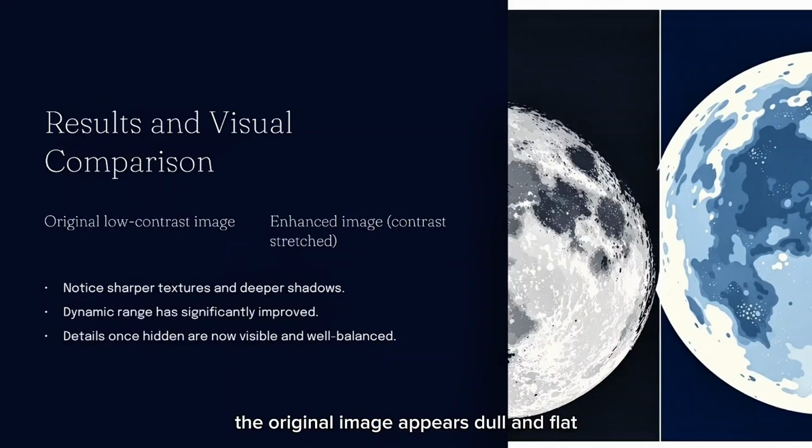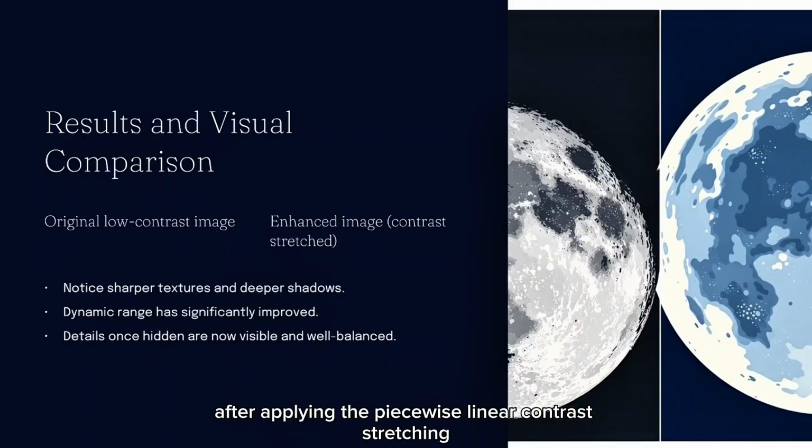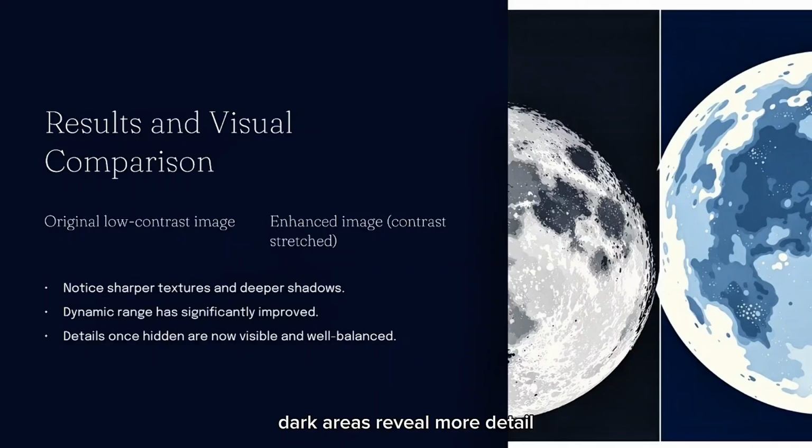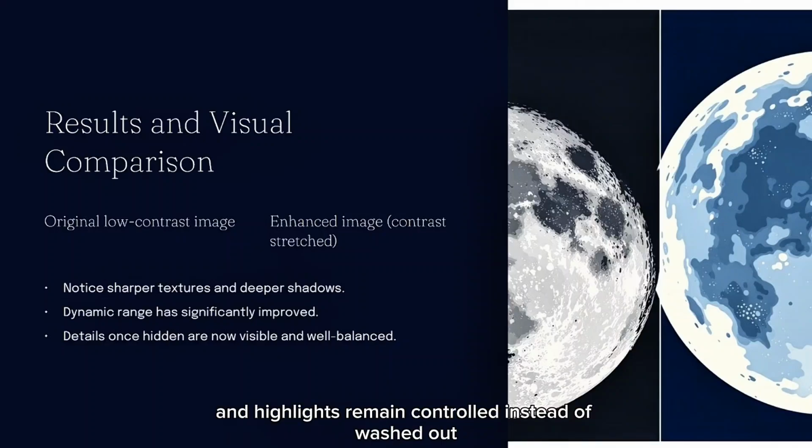The original image appears dull and flat, with limited separation between dark and bright regions. After applying the piecewise linear contrast stretching, the enhanced image shows a richer tonal range. Dark areas reveal more detail, midtones appear clearer, and highlights remain controlled instead of washed out.